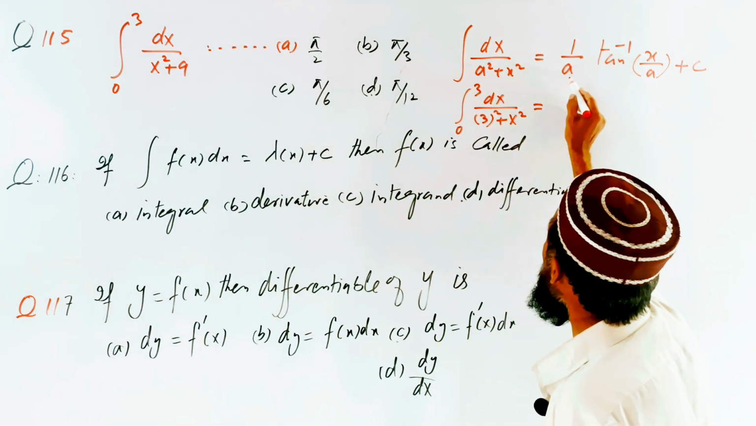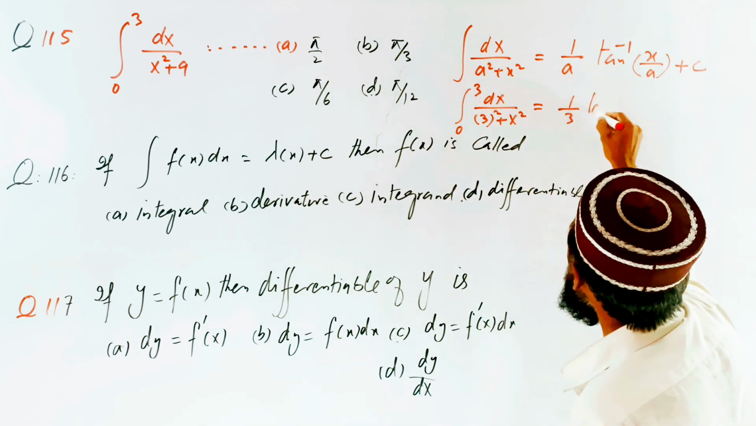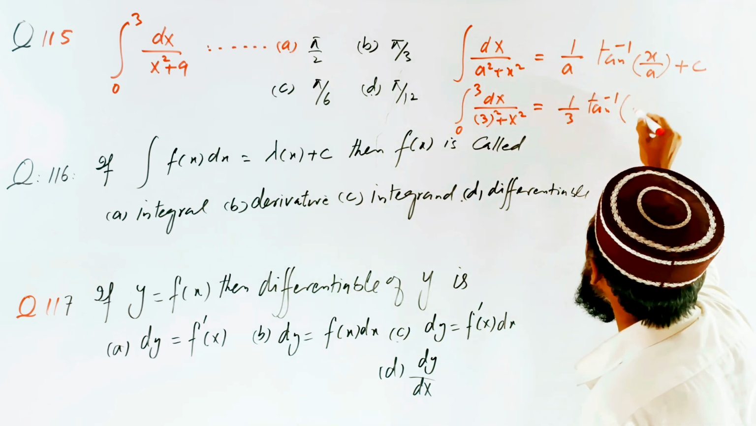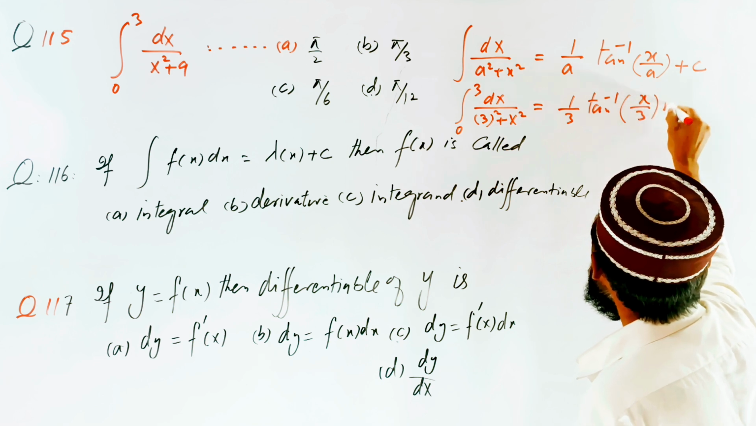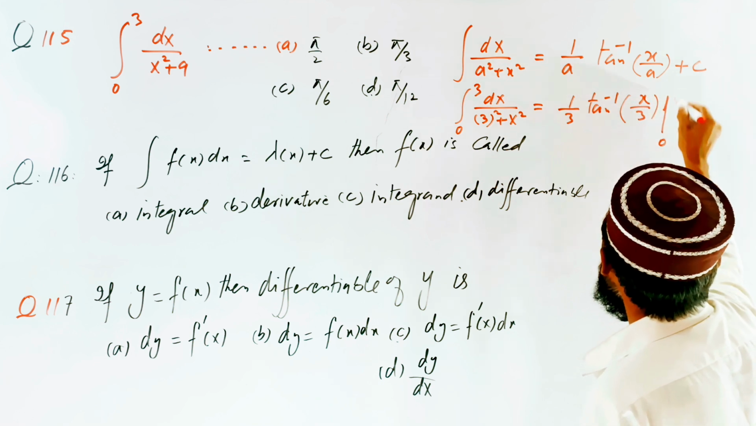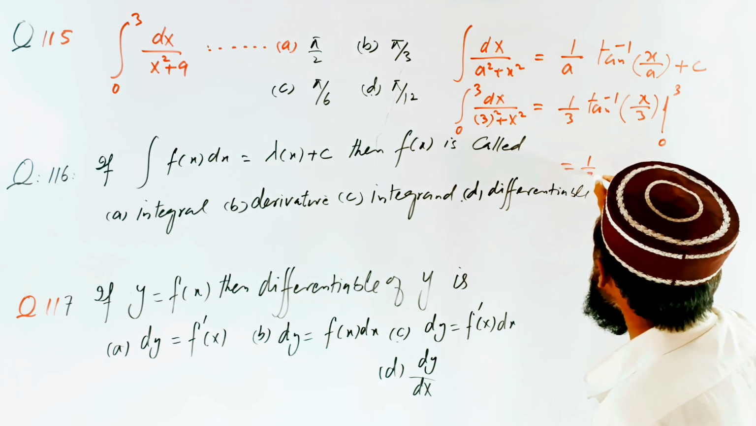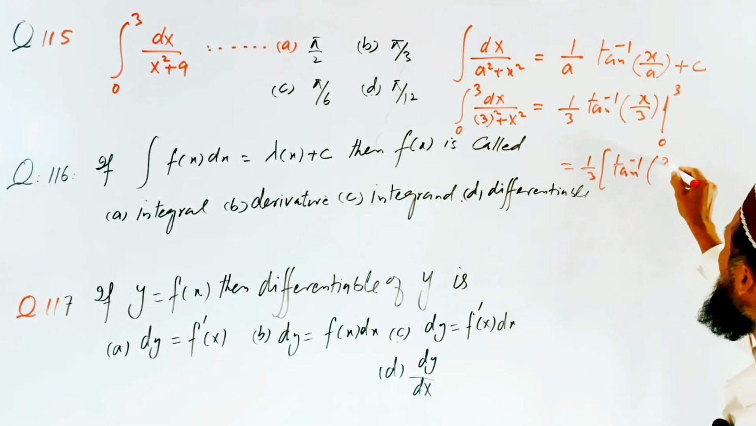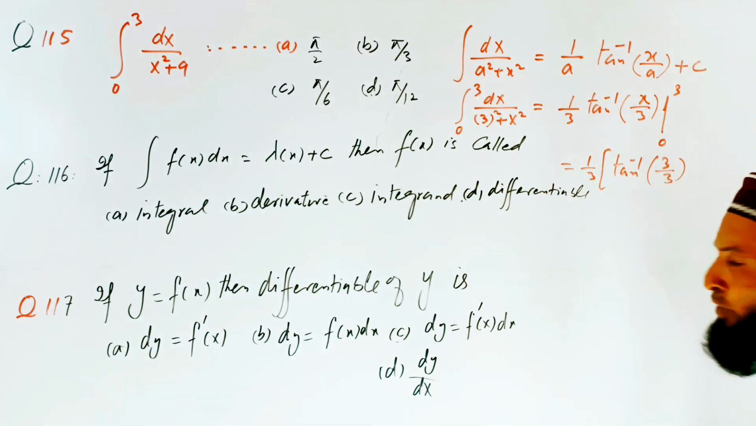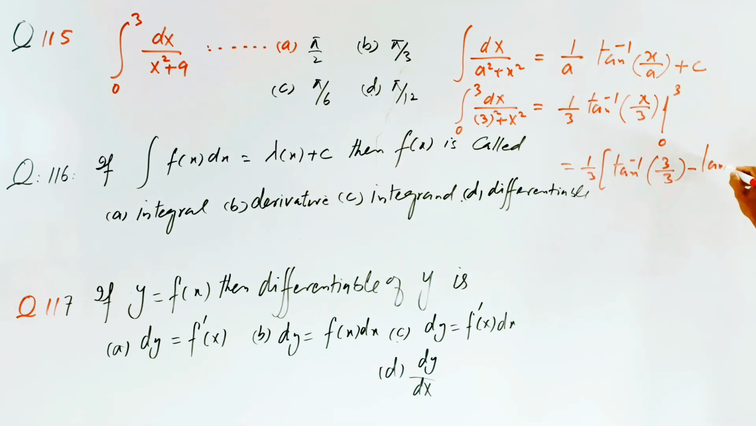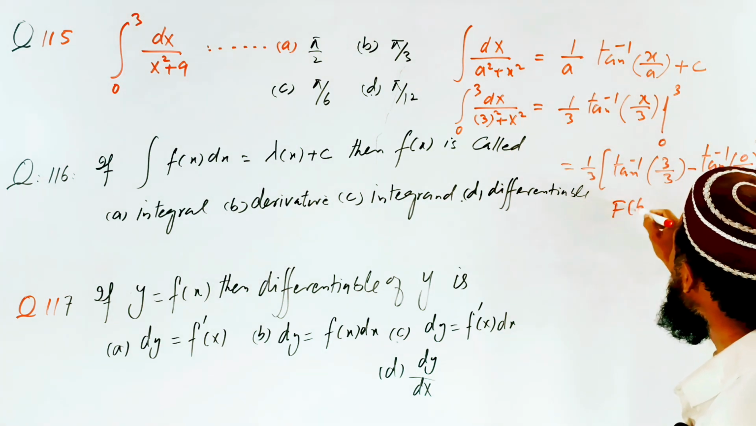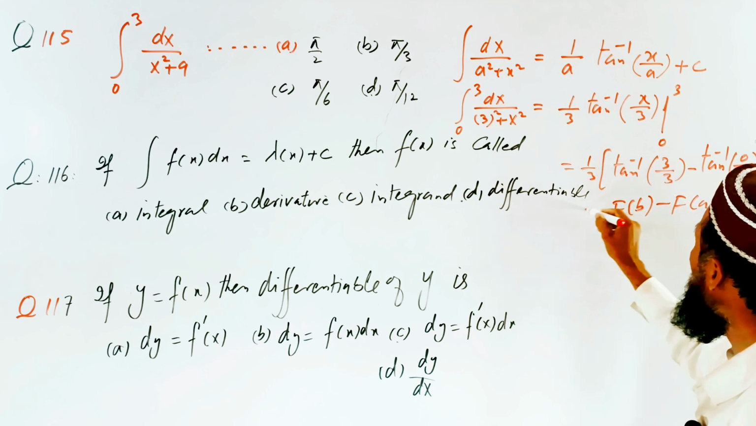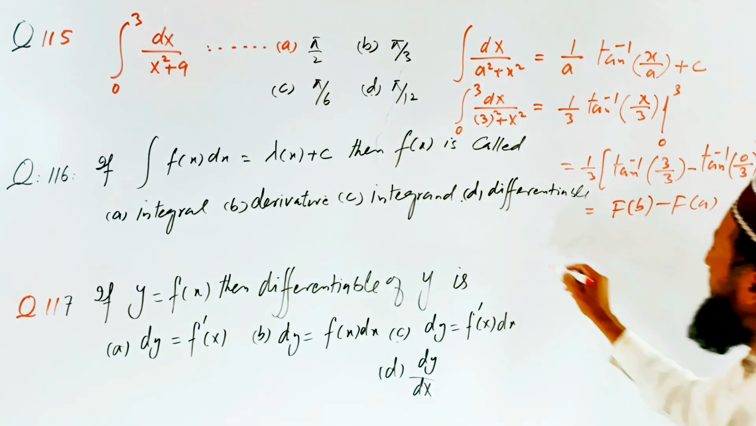So here a is equal to 3, and we get 1 by 3 tangent inverse x divided by 3, with limits 0 and 3. Now we apply the limits. First we put the upper limit 3 in the place of x, giving 3 divided by 3, and similarly we put 0 in the place of x for the lower limit, according to the formula f of b minus f of a. First the upper limit, then the lower limit.